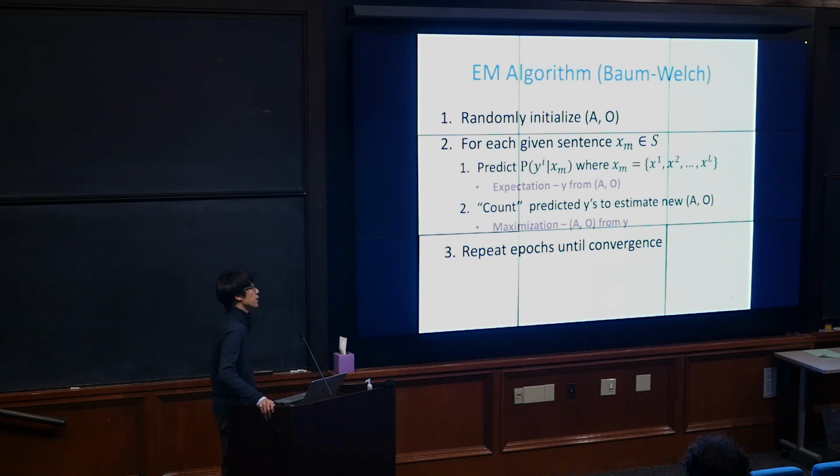We're calculating y given these randomly initialized A and O, these randomly initialized transition and emission probabilities. And then based on that y, we can count, quote unquote, these predicted y's to estimate a new A and O. I say count because these are now probabilities. These aren't like y is noun or verb, so we can't count it like that. But instead, we can treat it similarly and just add up. It's like a soft sum of the actual probabilities. So again, expectation: we're getting y from some randomly initialized A and O. And then maximization: we're learning A and O from that y.